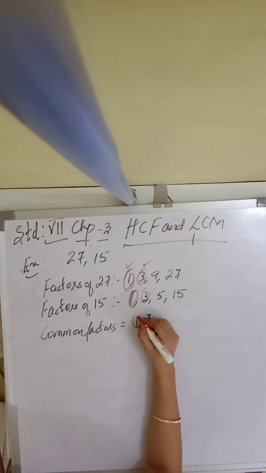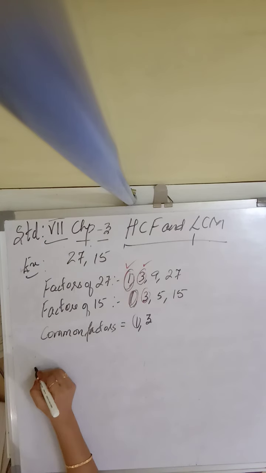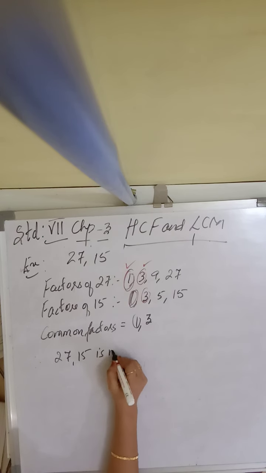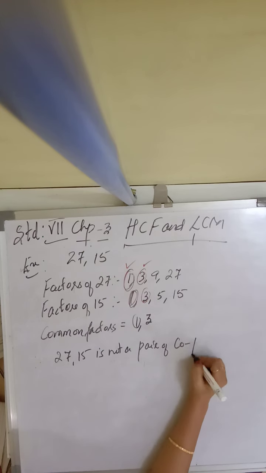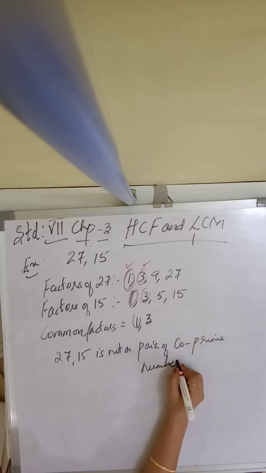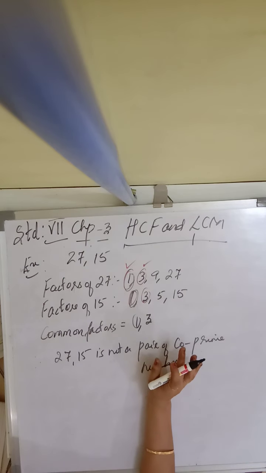Anything else here in addition to 1, what is common? 3 is common. So therefore 27 and 15 is not a pair of co-prime numbers. So I hope you have understood, children, till here what are prime numbers, what are co-prime numbers. Clear?